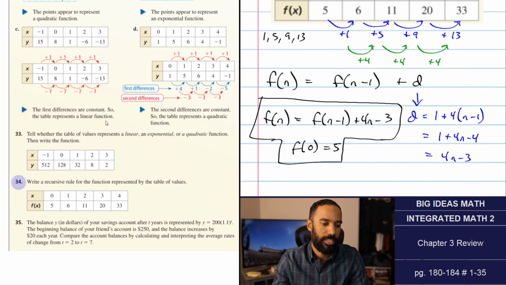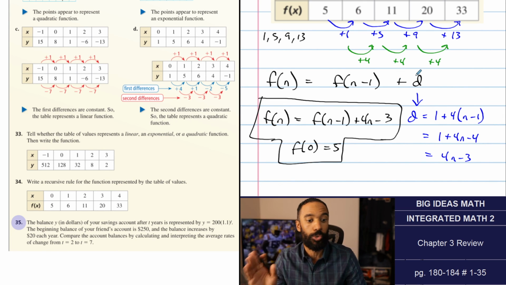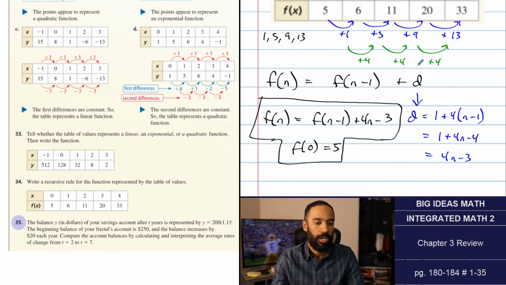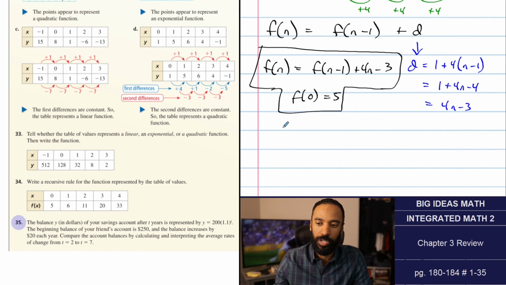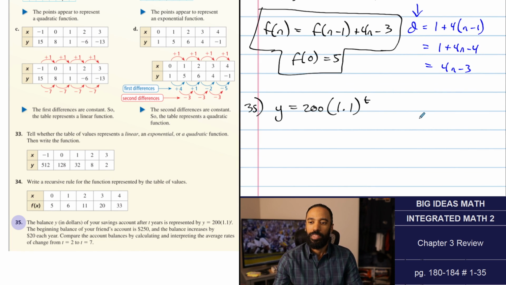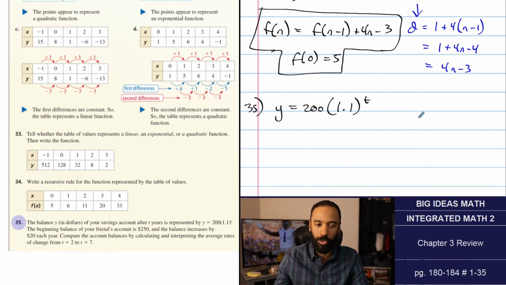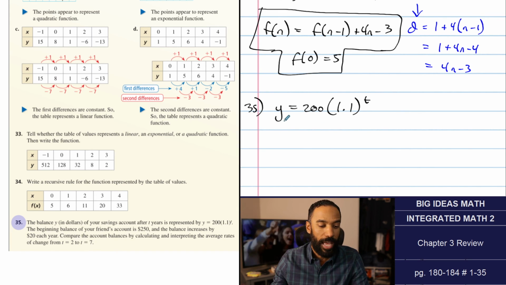And the very last question on this is number 35, where it looks like a word problem. The balance y in dollars of your savings account after t years, this is a true comparison of different functions here, is represented by this equation, y equals 200 times 1.1 to the t power. The beginning balance of your friend's account is $250, and the balance increases by $20 each year. Well, that's a different kind of equation.